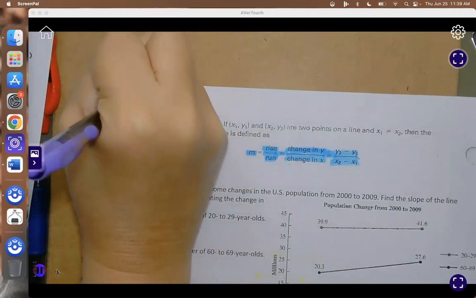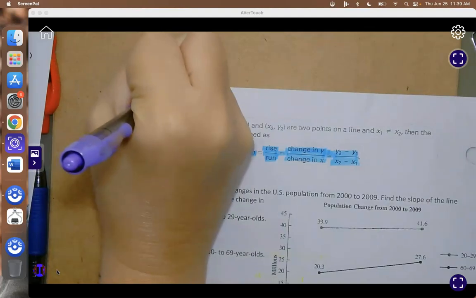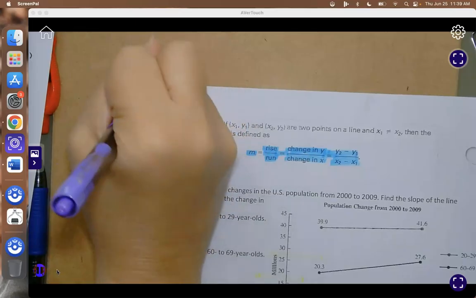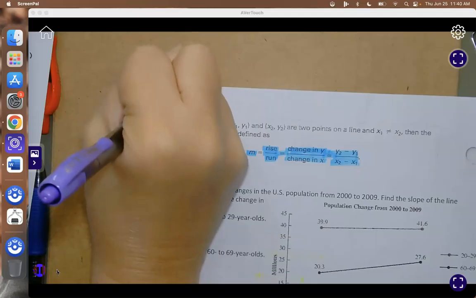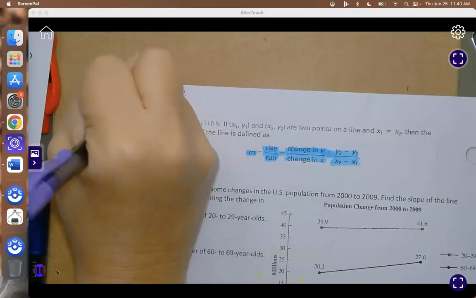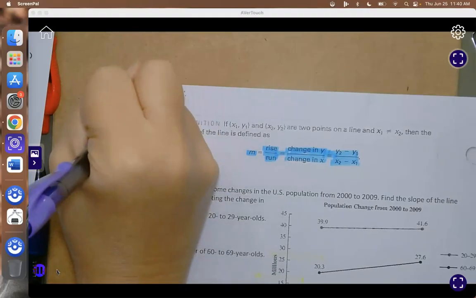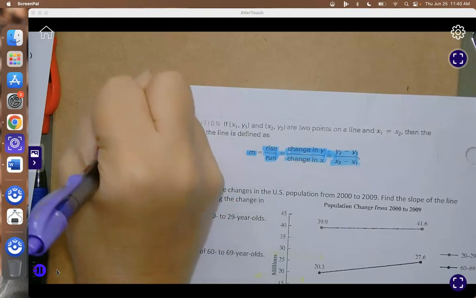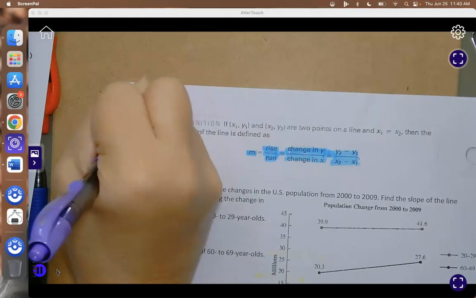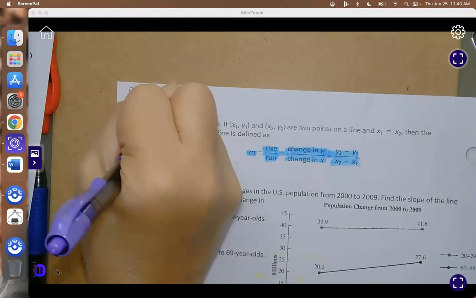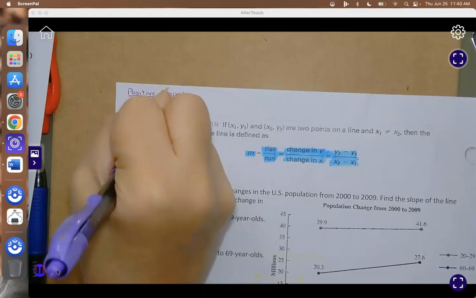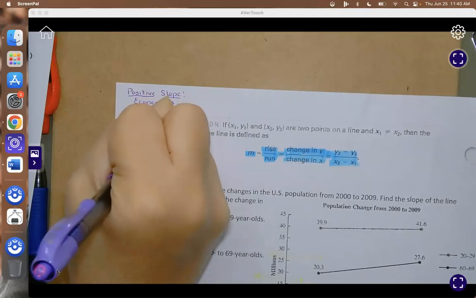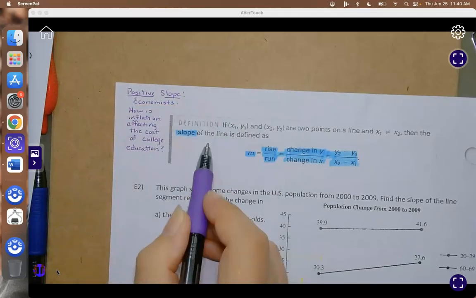So positive slope, we could be talking about economists. How is inflation affecting the cost of college education? Okay, so if inflation is increasing, then the cost of college education would be increasing. So that would be positive slope.